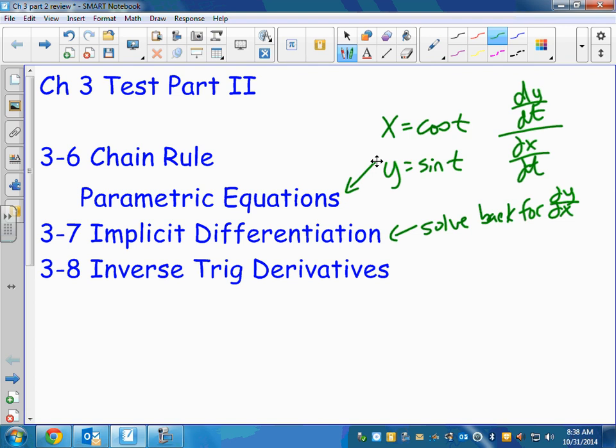We also did the second derivative on that. Remember how that was kind of ugly, and you had to do the quotient rule, and you plug in your dy dx.